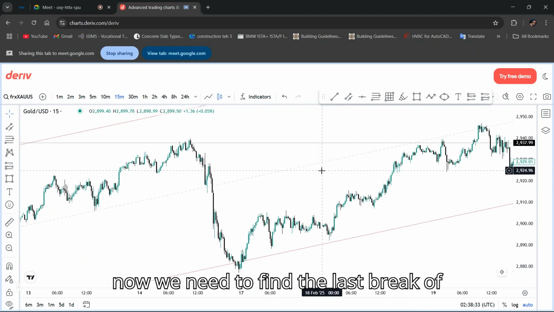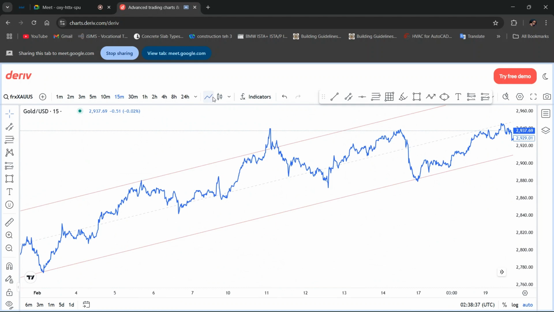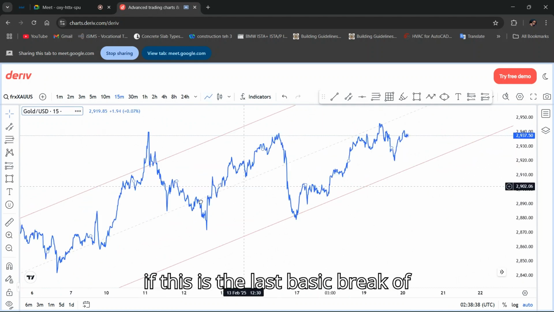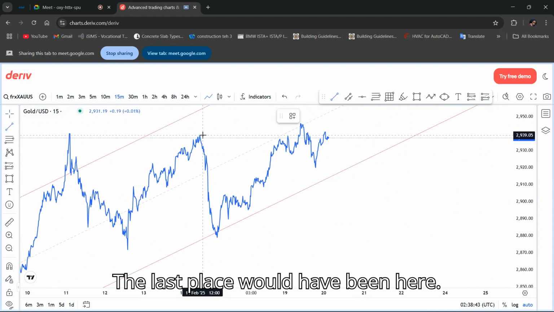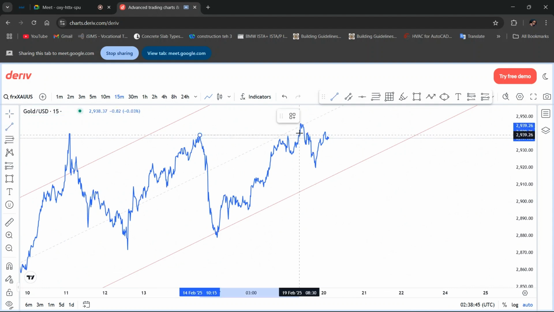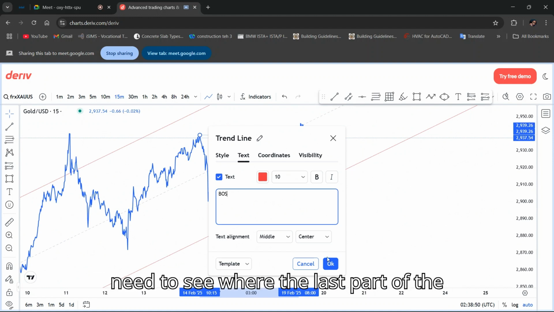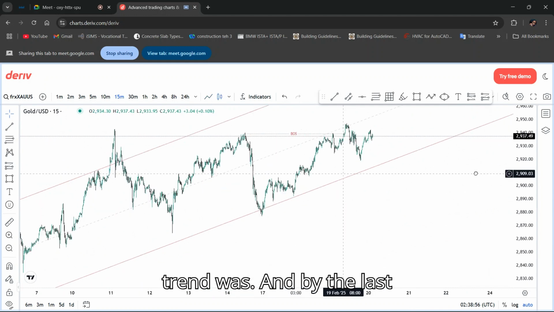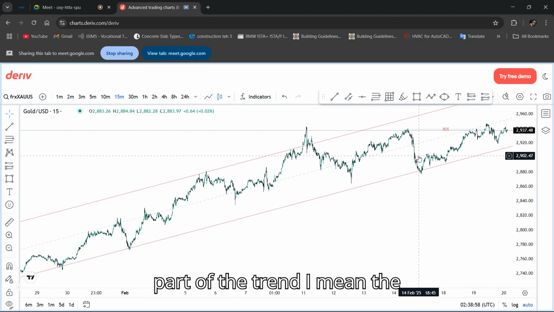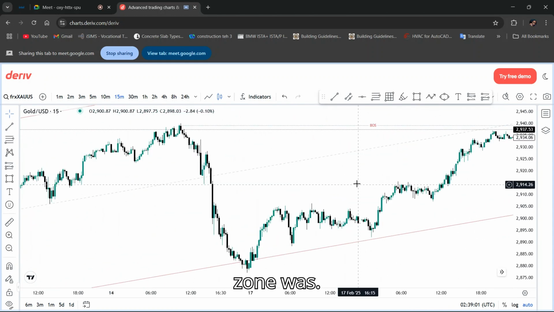Now we need to find the last break of structure. Let me use the line chart. I need to see the last place it broke structure. The last place would have been here. That would have been the last place, and I need to see where the last part of the trend was. And by the last part of the trend, I mean the downtrend, so I can see where the demand zone was.